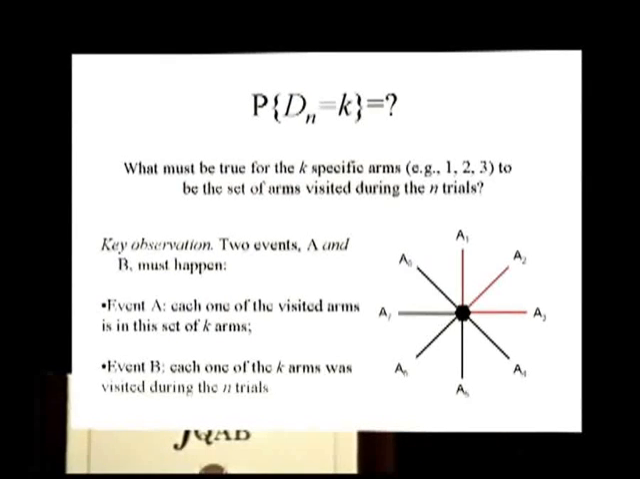Each one of these arms was visited. So this may seem to be the same thing, but they're not. One thing is that I only sampled from this set. That's A. But then I sampled at least once each one of them. That's B. Given that I sample from this set, I have to sample each one of the arms. Okay? And that's what makes the problem a little bit tricky, because we need to find the probability of A and B.